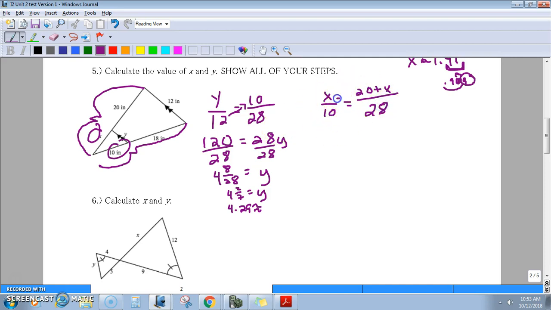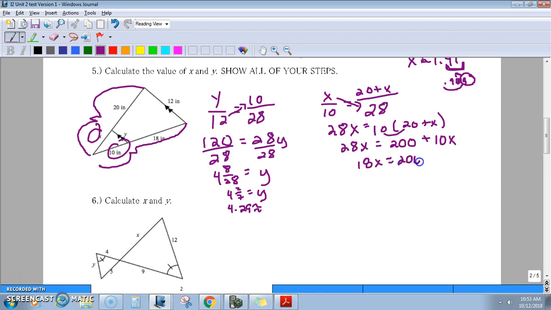So that means if we cross multiply, we have 28 times x is equal to 10 times 20 plus x, okay? So that means I need to distribute that 10. So 10 times 20 is 200 plus 10x. Subtract 10x from both sides. I get 18x equals 200. Then divide both sides by 18. And I get x is equal to 10. 18 can go into 200 11 times with 2 left over.